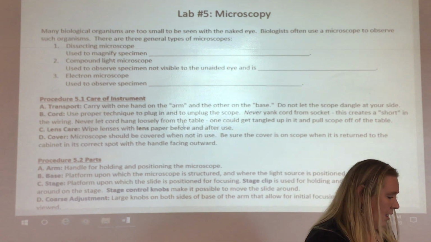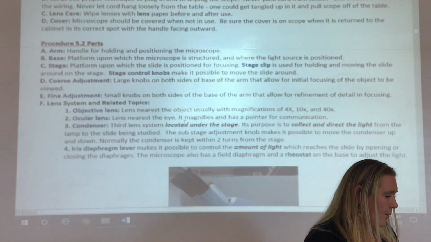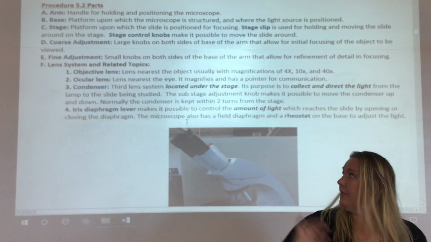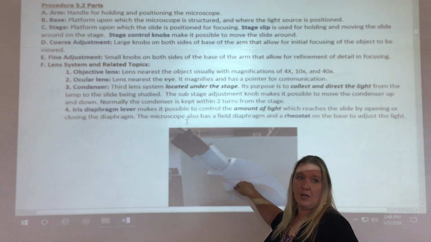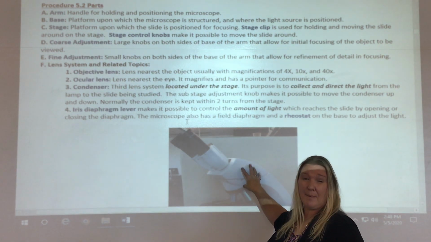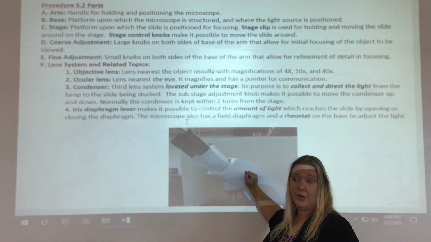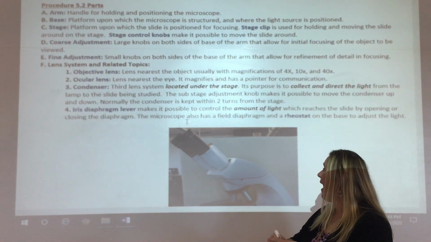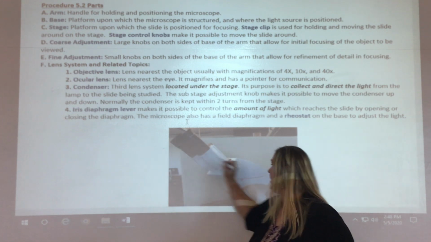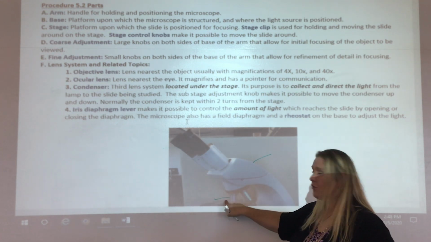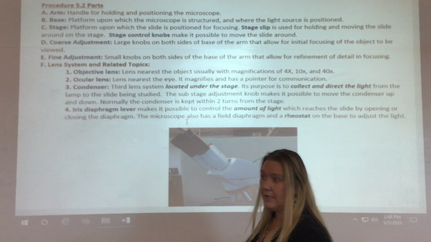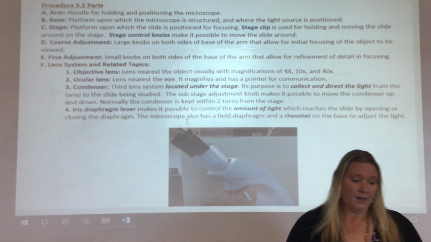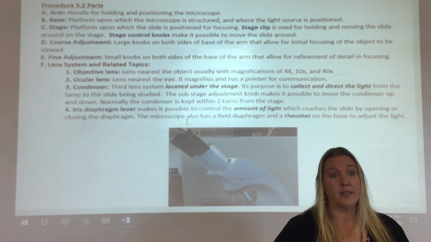Okay. So procedure 5.2. Underneath all of these labels is a picture of a microscope. Yours is a little bit bigger. I made mine small so I could pull it up on here so you can see it. While we're going through this, I highly recommend that you label it. Draw lines and label as we go, because you will be tested and quizzed on parts of a microscope.